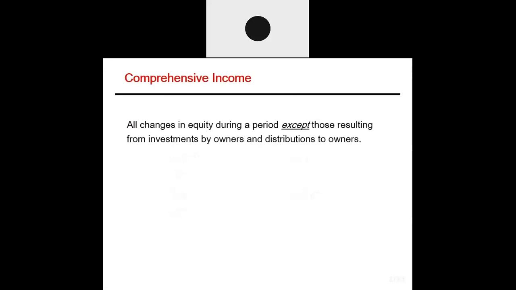What is comprehensive income? Comprehensive income shows all changes in equity during a period, except those resulting from investments by owners and distributions to owners. The investment by owners here means, for example, share issuance, because the shareholders invest by buying the shares, and the distribution to owners here is referring to dividends.